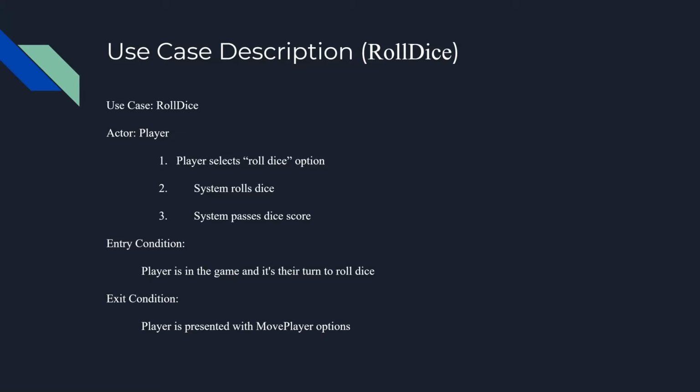So the system passes the dice score to all the clients. The entry condition is that the player is in the game, so he must successfully log in and be in the game, and it's their turn to roll the dice. The exit condition is the player is presented with move player options so that the player is moved to the position corresponding to the dice that she or he received.